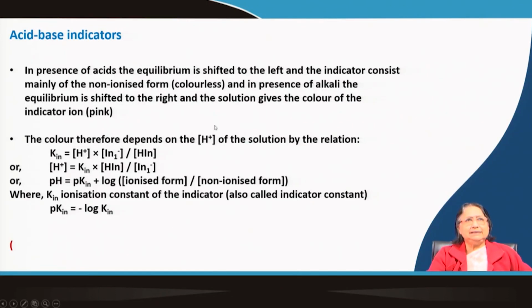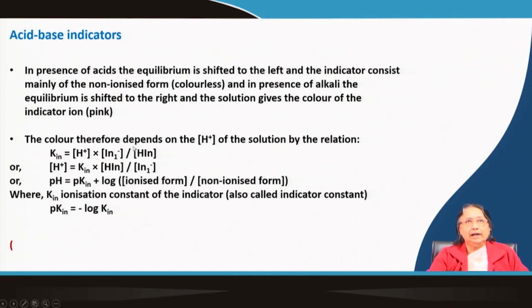In presence of acids the equilibrium is shifted to the left and the indicator consists mainly of the non ionized form, the colorless form, and in presence of alkali the equilibrium is shifted to the right and the solution gives the color of the indicator ion, that is pink color. Now, this is very similar to the equilibrium of acetic acid that prevails in water medium. You will find the similarity.